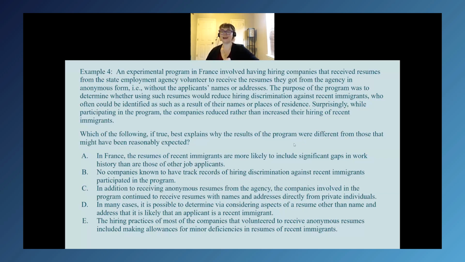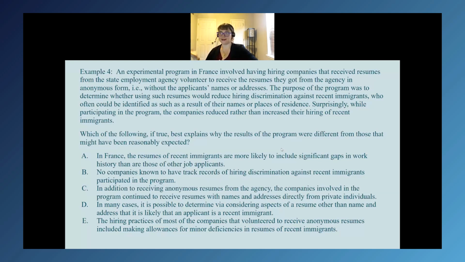So that's a good question. This is about anonymous resumes. So you're talking about diversity programs, affirmative action. That very well could apply in the real world, but we do not know the situation here, so we cannot necessarily assume that without going outside the bounds of the argument.